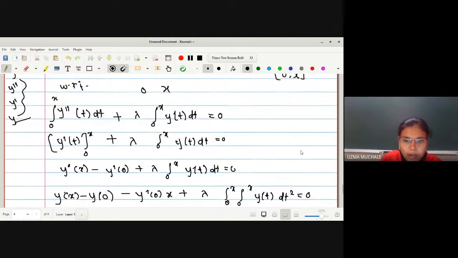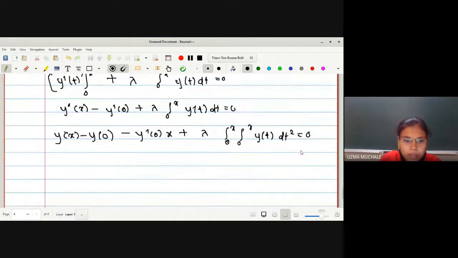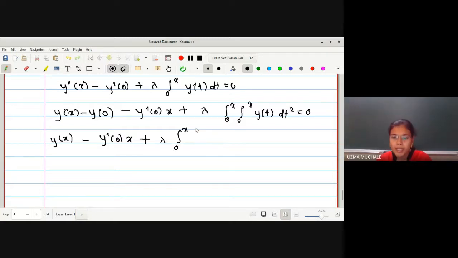What is the value of y of 0 given to us? It is 0 from equation 2. The initial boundary conditions are given to us: y of 0 is 0. So this term will be eliminated. And we have y of x minus y dash of 0 into x plus lambda integration 0 to x. Now we can use a formula, multiple integration converted to single integration. So it will be x minus t raised to 2 minus 1 divided by 2 minus 1 into y of t dt, as it is.